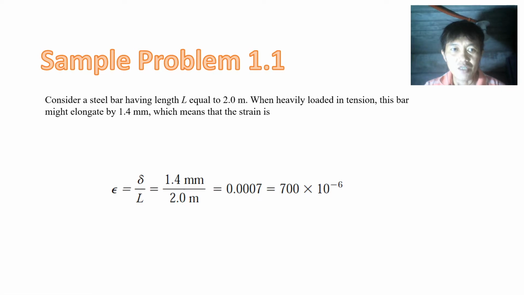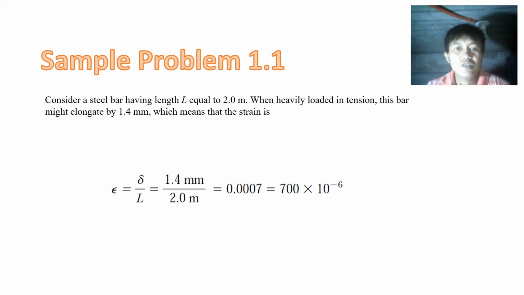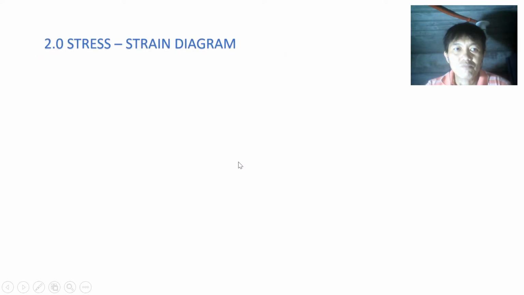Then we have another sample problem. Consider a steel bar having a length L equal to 2.0 meters. When heavily loaded in tension, this bar might elongate by 1.4 millimeters, which means that the strain is given by this computation, and this is the final answer. Next we go to the stress-strain diagram.